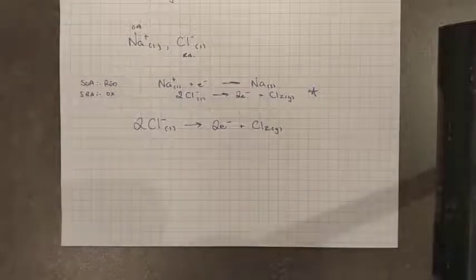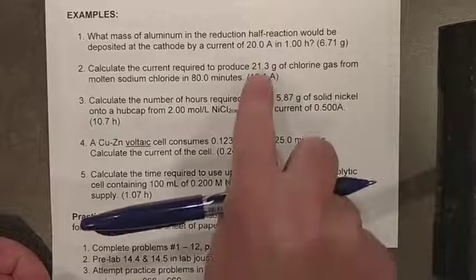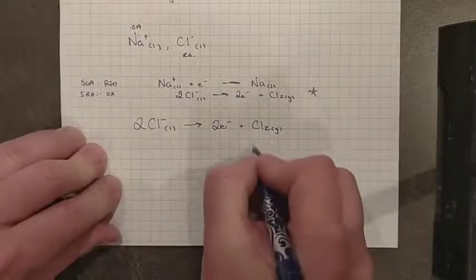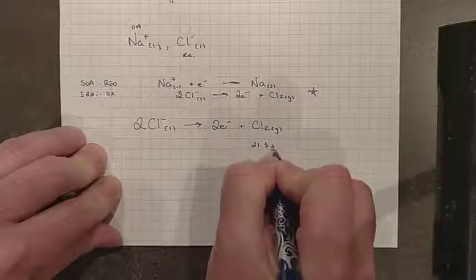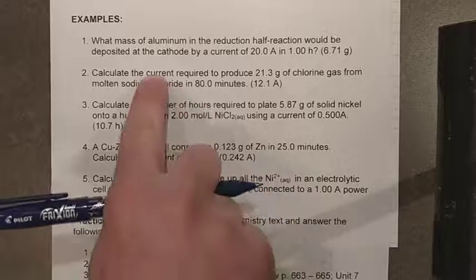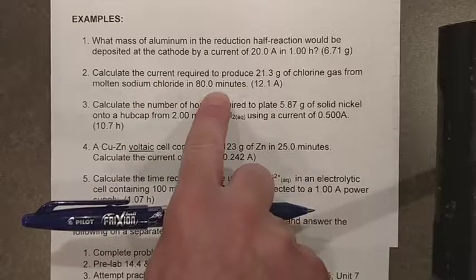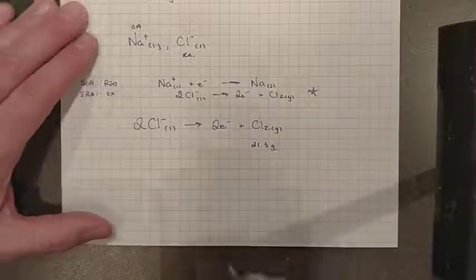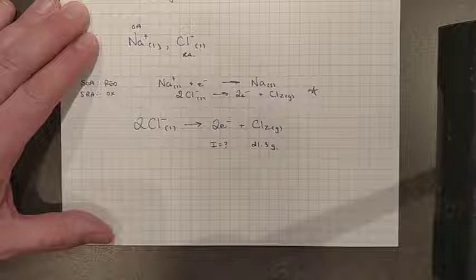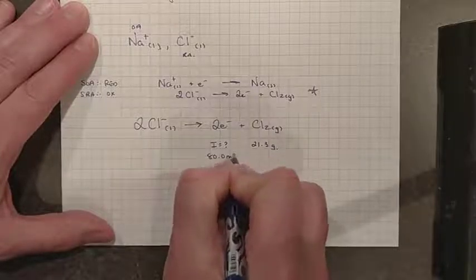Now I can go back to my question and I can write down my associated information. I'm trying to make 21.3 grams of chlorine gas. And I'm looking for the current in an 80-minute time frame, so that should be applied to my electrons. I'm looking for current, which is given as symbol I, measured in amps or coulombs per second, and I have a time of 80 minutes.